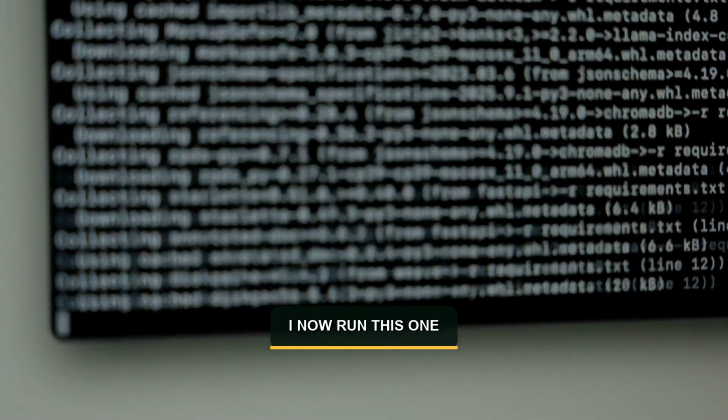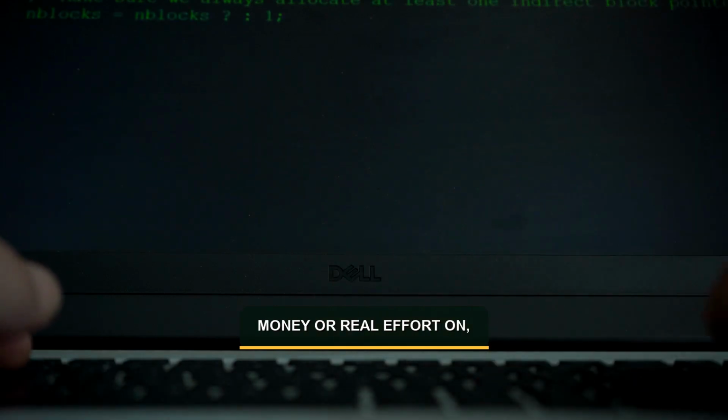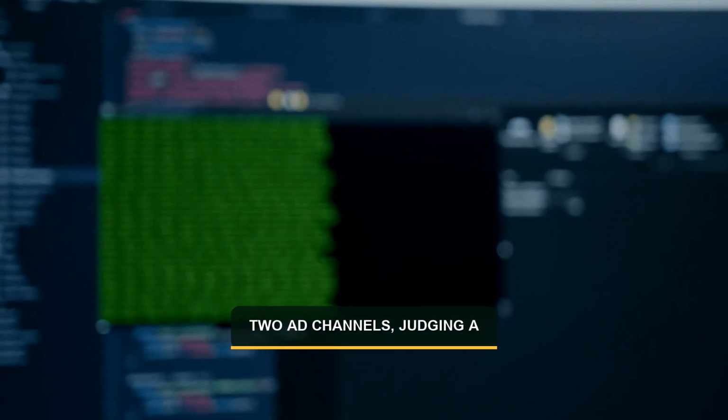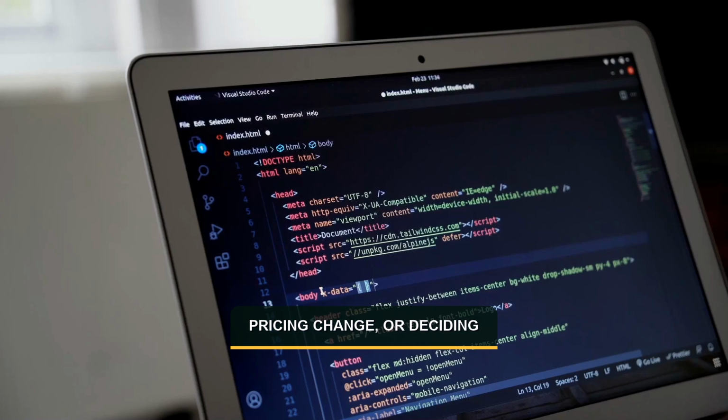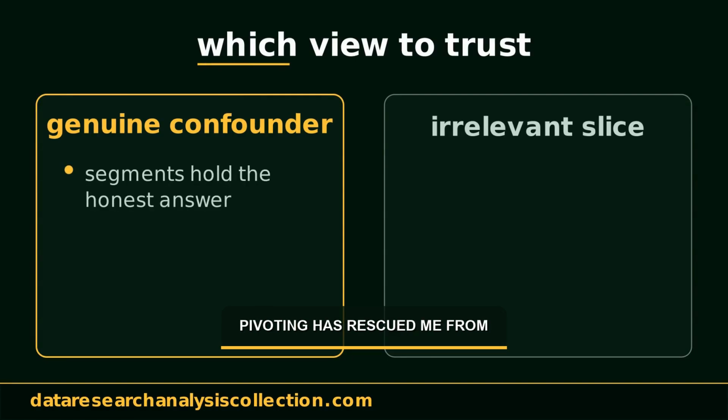I now run this one split on any comparison I am about to spend real money or real effort on, whether it is choosing between two ad channels, judging a pricing change, or deciding which of two pages actually deserves to win. Because 10 quiet minutes of pivoting has rescued me from more than one confident and genuinely expensive mistake.